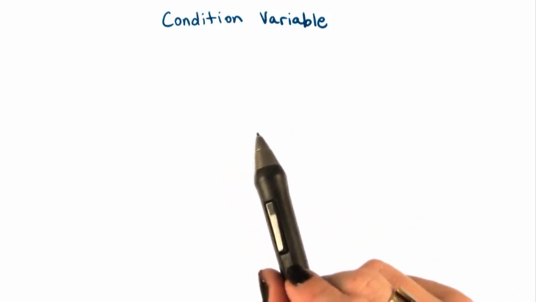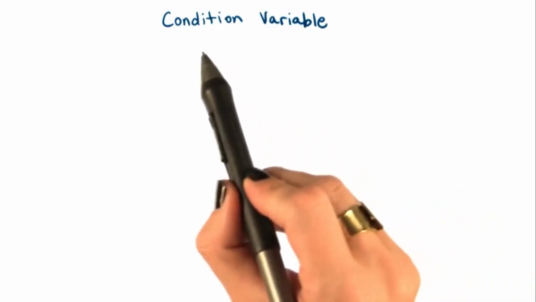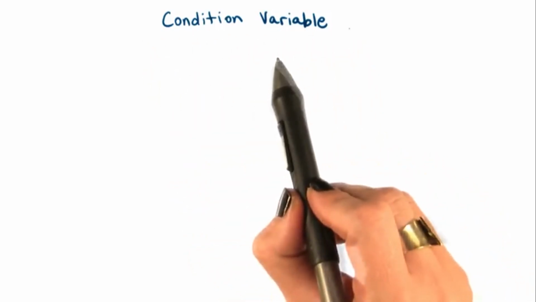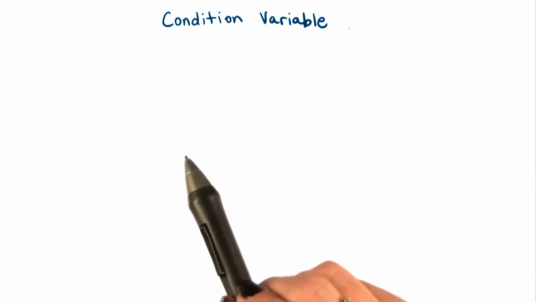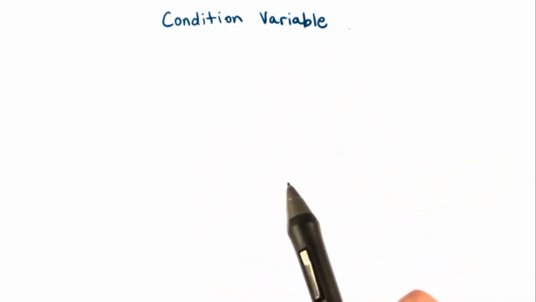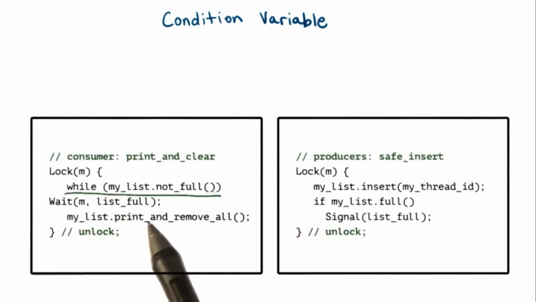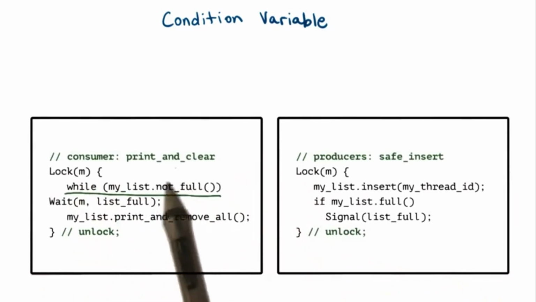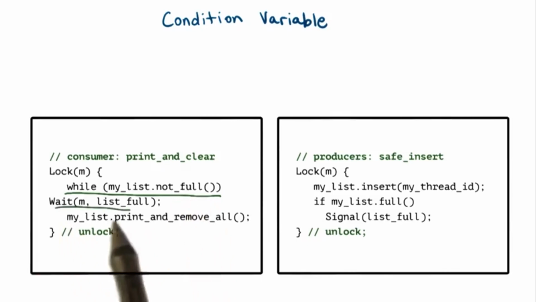Birrell recognizes that this can be a common situation in multi-threaded environments and argues for a new construct, a condition variable. He says that such condition variables should be used in conjunction with mutexes to control the behavior of concurrent threads. In this modified version of the producer-consumer code, the consumer locks the mutex and checks, and if the list is not full, it then suspends itself and waits for the list to become full.